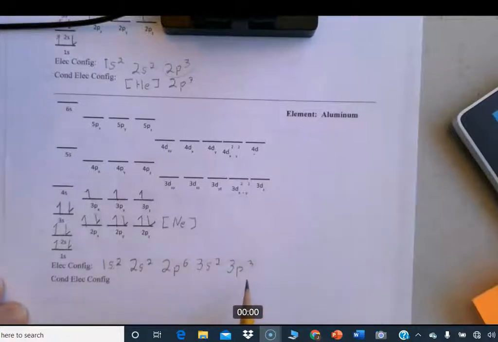Find the closest to the end, go backwards and find the p orbital that has 6 electrons. It's this one right here, so you can block that off, and that represents the noble gas neon. So the condensed electron configuration is going to be neon, and then the rest of this: 3s2 3p3. Okay, so that's how you do that.